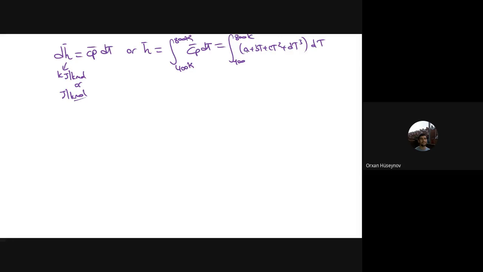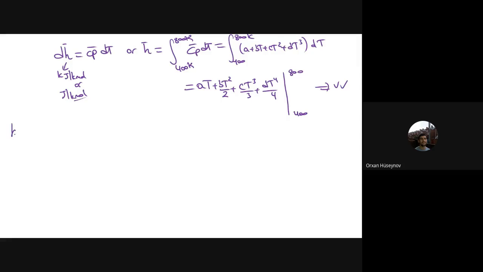And you will get these A, B, C, D values from the chart. Or you can integrate it: AT plus BT squared by 2 plus CT to the power of 3 divided by 3 plus DT to the power of 4 divided by 4. And you evaluate from 400 to 800. And you get the value of it. And then this one will be H bar.